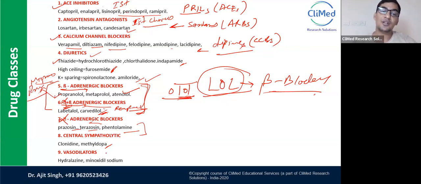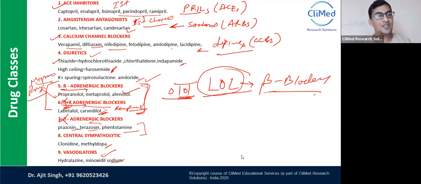These vasodilators directly act upon your vessels and dilate your major vessels, reducing the blood pressure by reducing the peripheral resistance. In that, hydralazine is there and minoxidil is there. What is the other use of minoxidil, guys? Other indication for minoxidil, anyone?